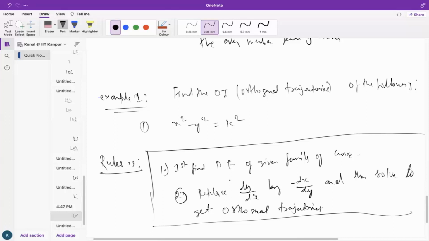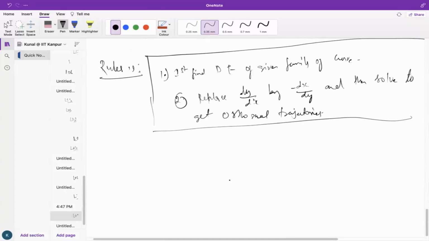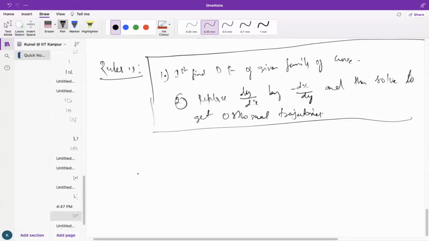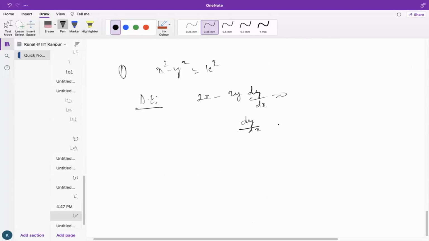Okay, so this is the method to find the trajectories of the curve, the orthogonal trajectory. Let me take the first question: x square minus y square is equal to k square. You have to find the orthogonal trajectory. So first, we have to create the differential equation. Differentiate it: 2x minus 2y dy by dx is equal to 0. So here we will get dy by dx is equal to x by y. This is our first equation.